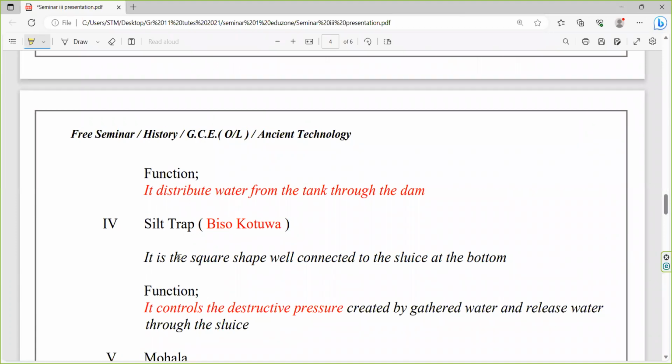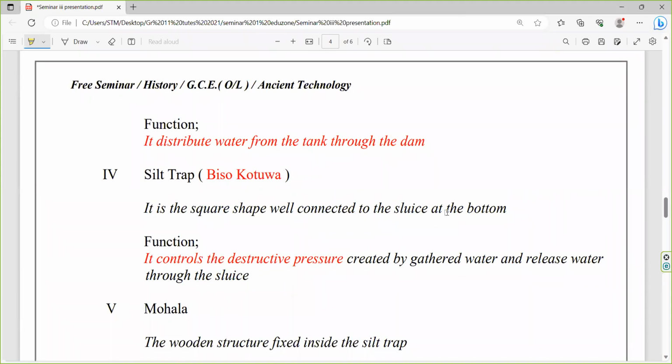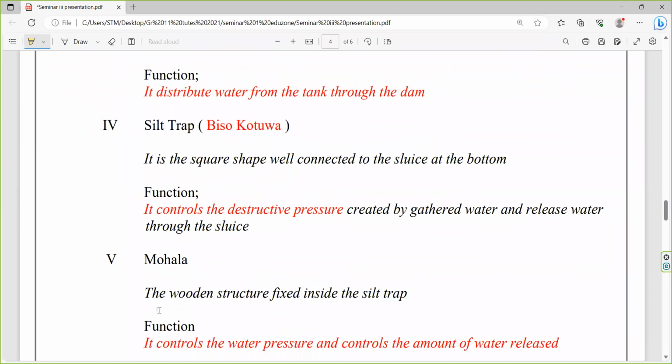Silt trap is Visoko 2. It is a square shaped well connected to the sluice at the bottom. Its function is that it controls the destructive pressure. Mohal is a wooden structure which is fixed inside this silt trap, Visoko 2, to control water pressure.